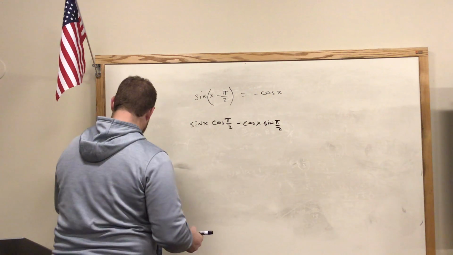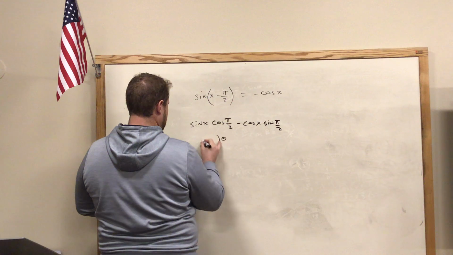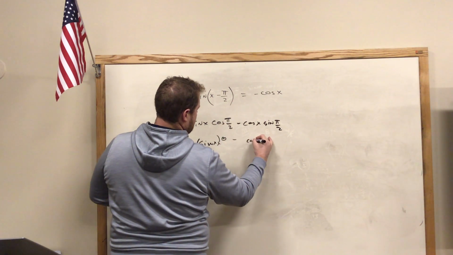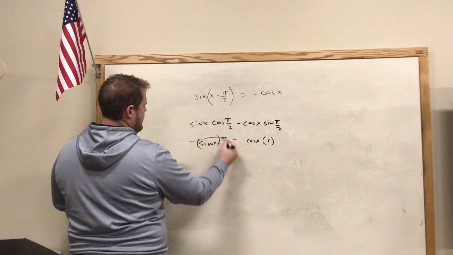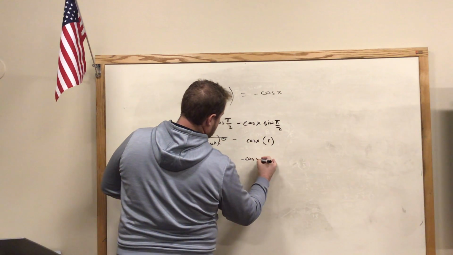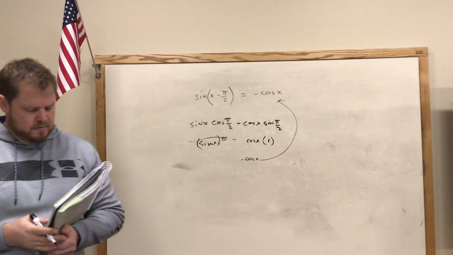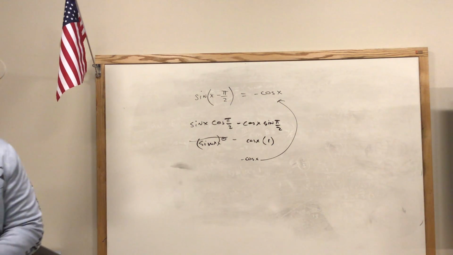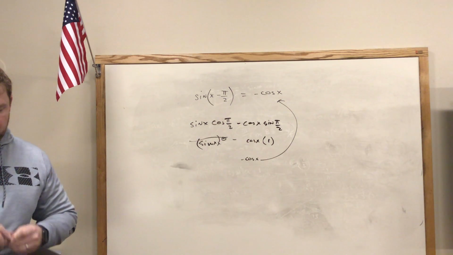Now what? Cosine of pi over 2 is 0, minus cosine x, and sine of pi over 2 is 1. The first term cancels out. What are you left with? Minus cosine x. Look familiar? You're just plugging and chugging into this information. That's how you verify and reduce.